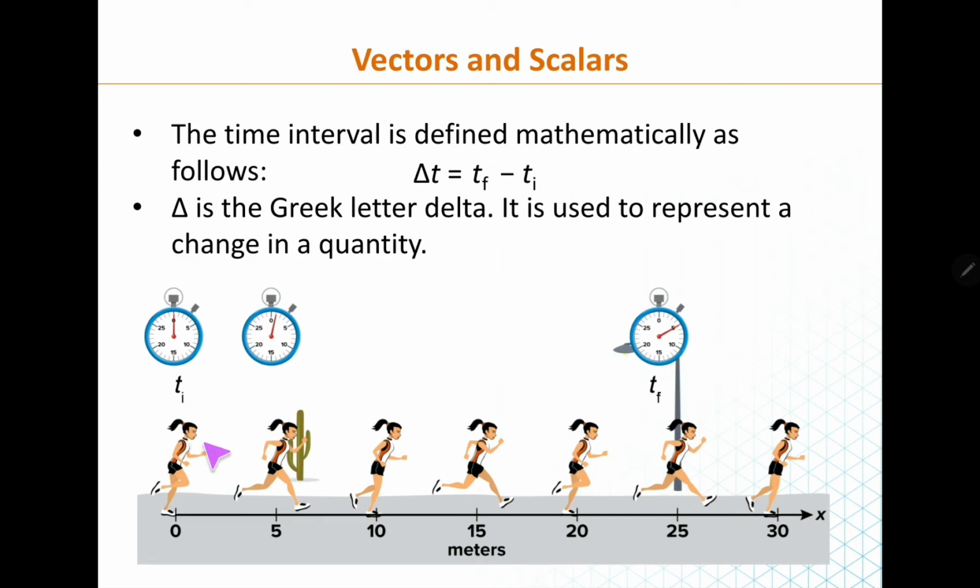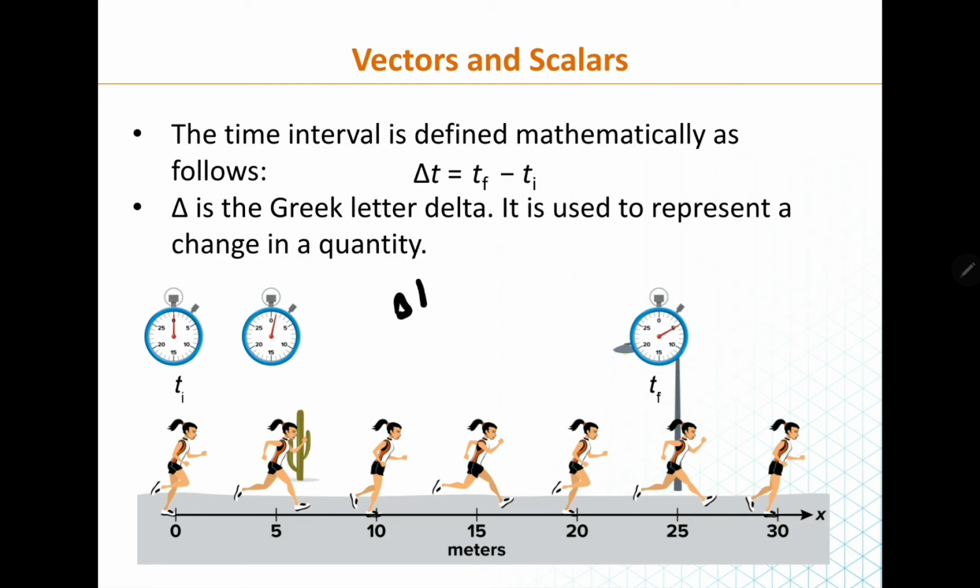As you can see here, the runner is at the first position, 5 meters. She runs 5 meters in just 1 minute. And after that, she reaches 25 meters, at 5 minutes. So we can calculate the delta t, or the time interval, for the runner like this.